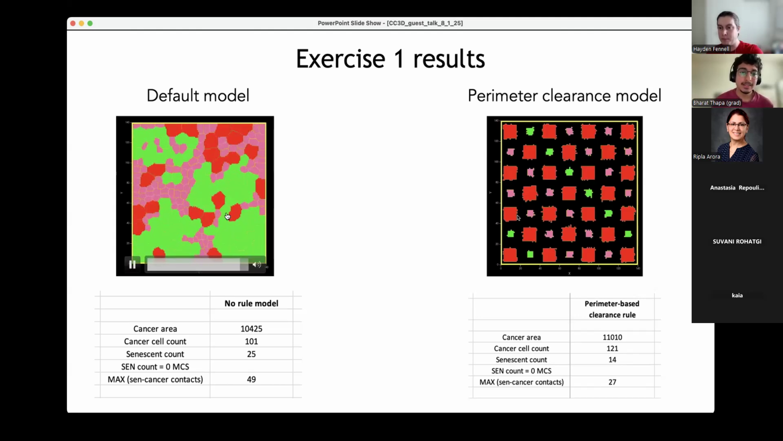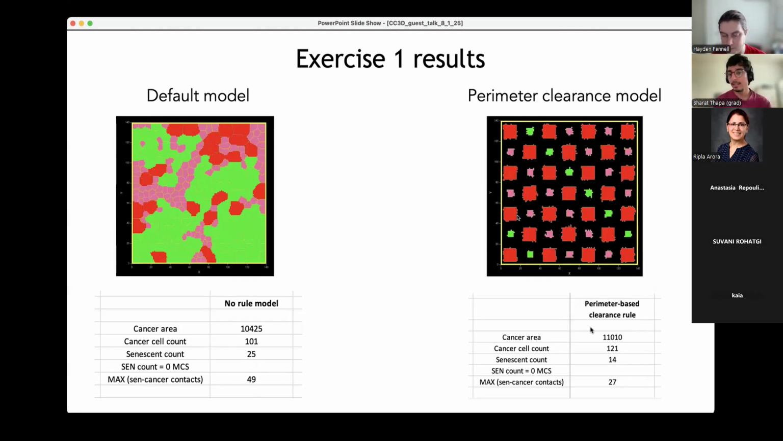You see cancer cells are growing, but most of the senescent cells are still there. In fact, I think you start with 25 and all of them are still there. Cancer cell number is 101. This is less useful, the maximum of cancer cell and senescent cell contacts.